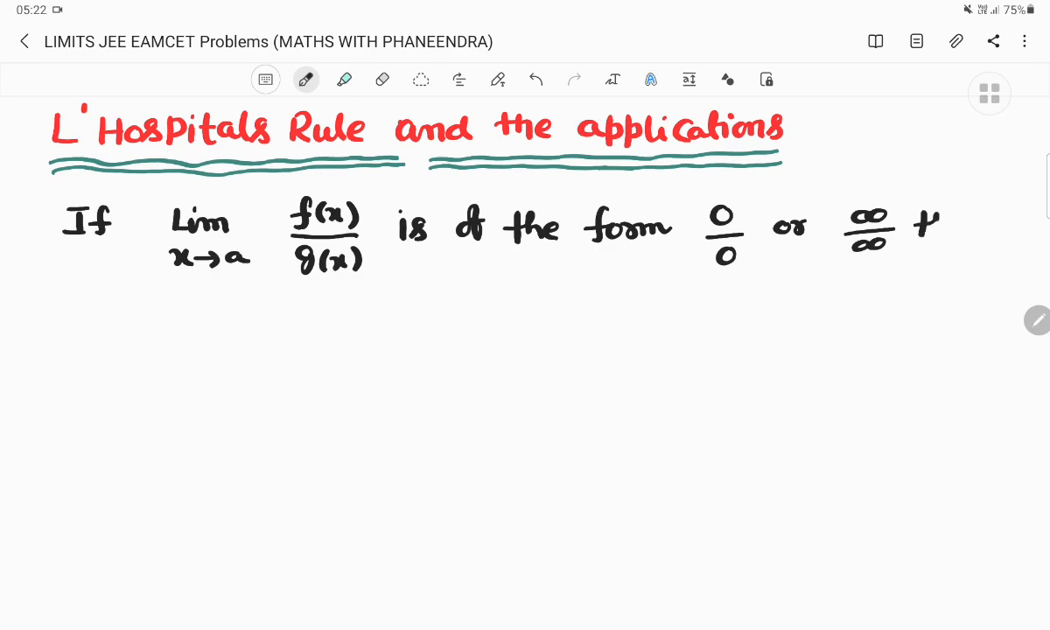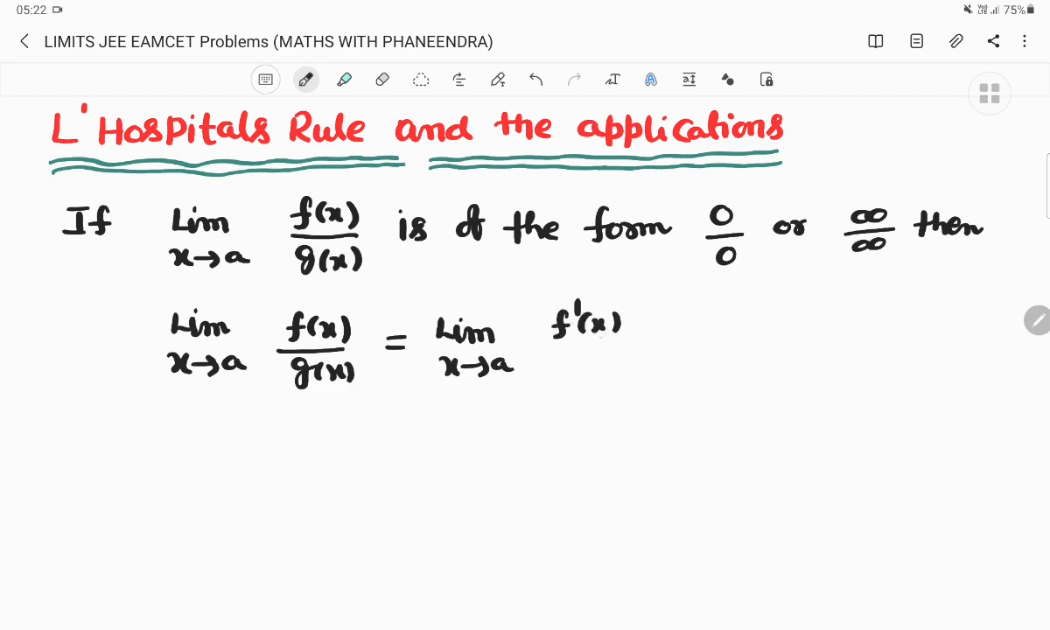then the given limit as x extends to a, f of x divided by g of x can be written as limit x extends to a, the differentiation of the numerator f dash of x divided by the differentiation of the denominator g dash of x. After that, you can apply the limit and get the answer.